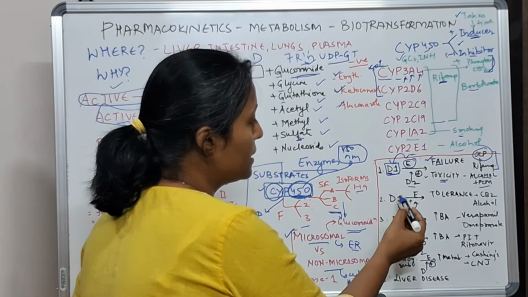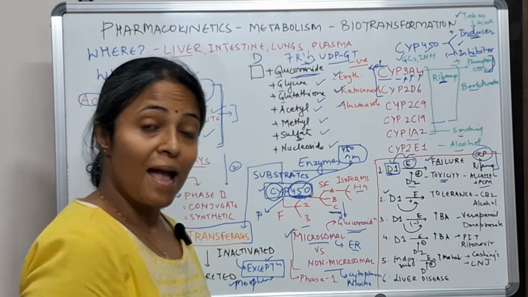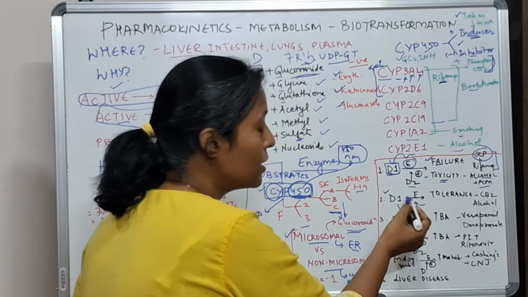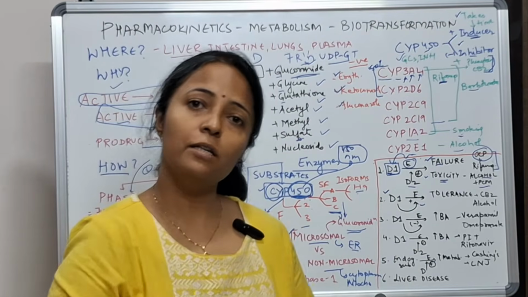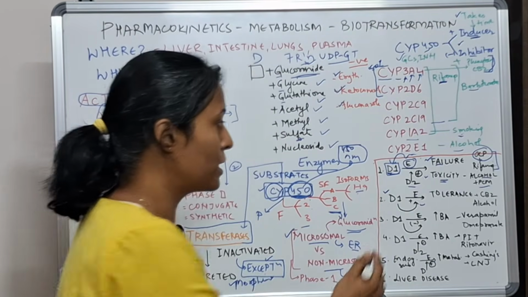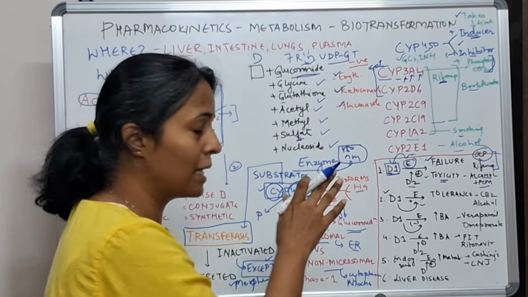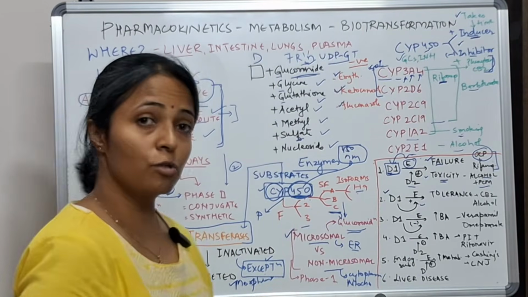Then second example, say suppose there is one drug and now this drug induces its own metabolism. So this drug is the substrate also and it is the inducer of the enzyme also, the same enzyme, the substrate also same and the inducer also the same. So what is going to happen?